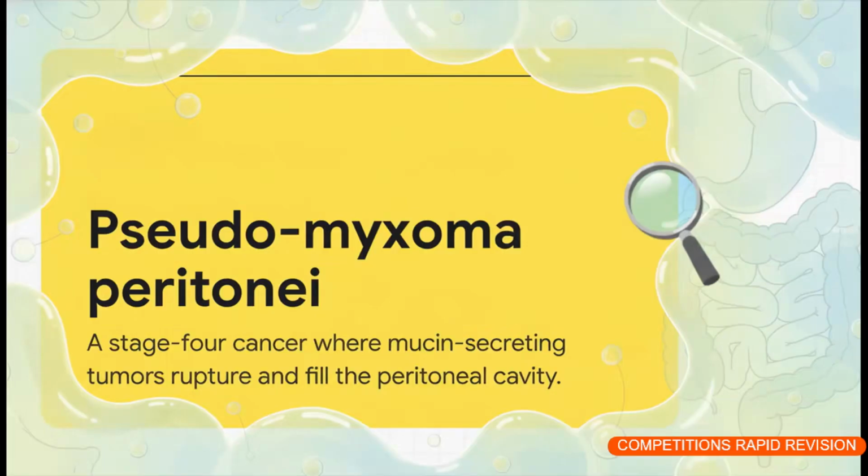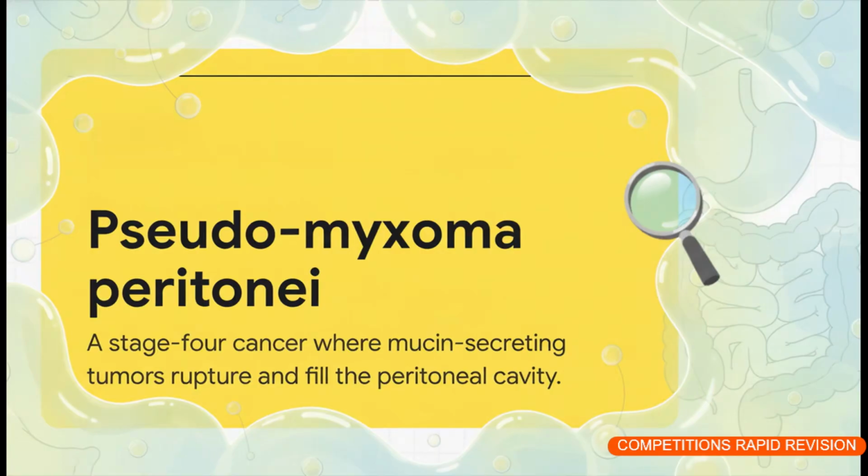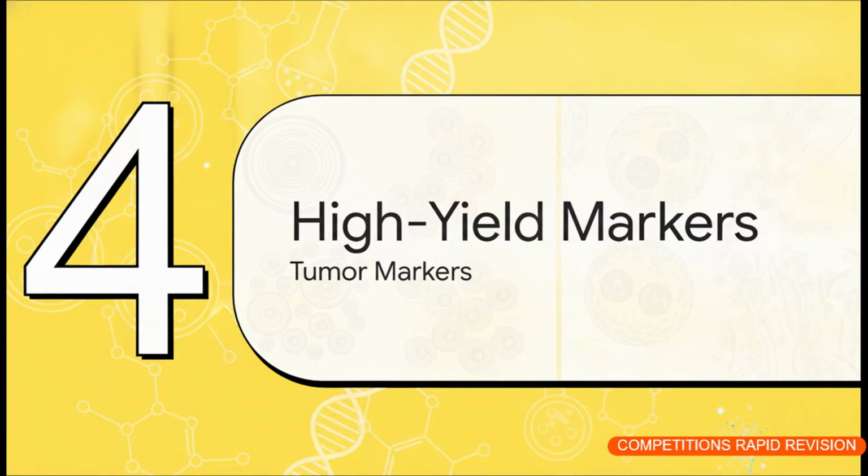Speaking of spreading, here's a truly wild concept: seeding in body cavities. Have you heard of pseudomyxoma peritonei? It's a terminal, stage 4 presentation. It happens when a mucin-secreting tumor, usually originating from the ovary, the appendix, or the colon, ruptures. It completely fills the peritoneal cavity with this thick, jelly-like substance. From a surgical standpoint, it's an absolute nightmare to treat because that mucin literally coats every single organ in the abdomen.